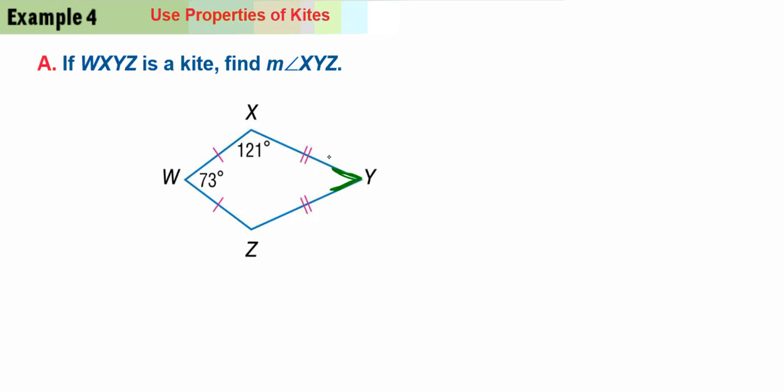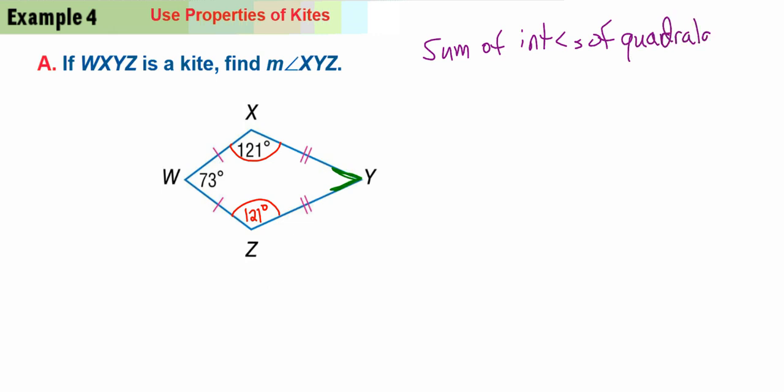Now, there's a theorem here that says 2 angles are going to be congruent. Do you know which 2 angles are going to be congruent? Well, the 2 angles that are congruent are angle X and angle Z, so mark those as congruent. And that means that the measure of angle Z is also 121 degrees. And since a kite is a quadrilateral, the sum of the interior angles of a quadrilateral is n minus 2 times 180, and so that's 4 minus 2 times 180. And so that's 2 times 180 or 360.